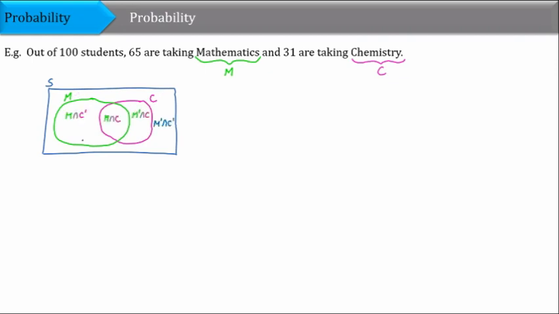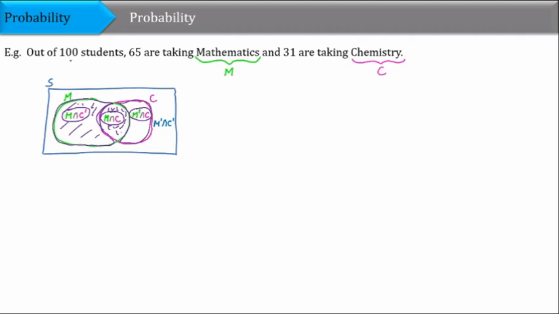Now if I look at what each of these sections are, then this part on the left will be only mathematics students. So the notation used here is mathematics and not chemistry, because none of the students in here is involved in chemistry. If we look at the middle part over here, this is the part which has the mathematics students and the chemistry students. And then this part on the right hand side will be the students that do not do mathematics and they do chemistry.